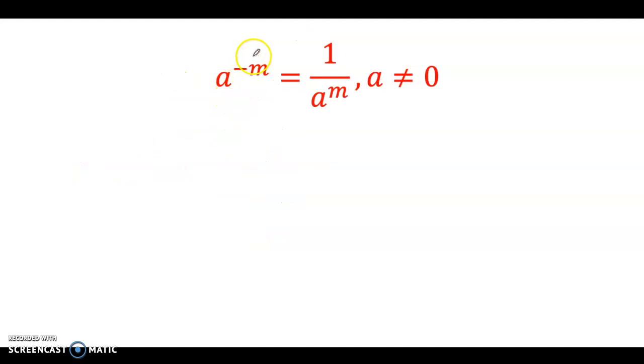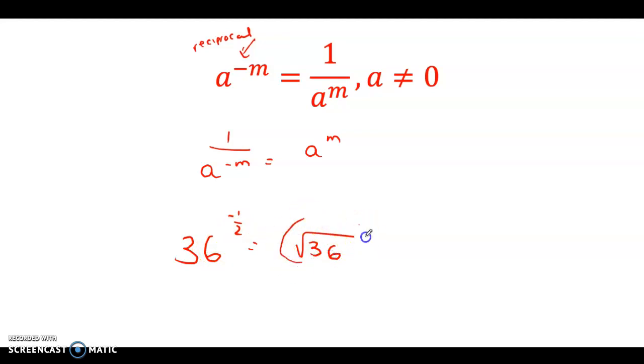If you have a to the negative m, this means reciprocal. So it means 1 over a to the m. In the same respect, if you have 1 over a to the negative m, again, that means reciprocal. You're going to bring that up. So it's a to the m over 1, or just a to the m. So just to show you the two different ones. For example, if you have 36 to the negative 1/2 power, then what you're going to do is take the square root of 36, and that's raised to the negative 1 power. So that's going to be 6 to the negative 1, which is 1/6. Different ways of looking at it. You could just take the square root and then just bring it down.